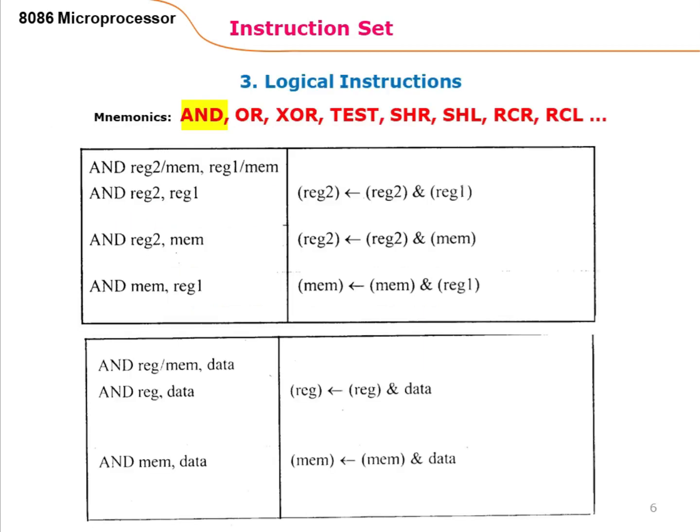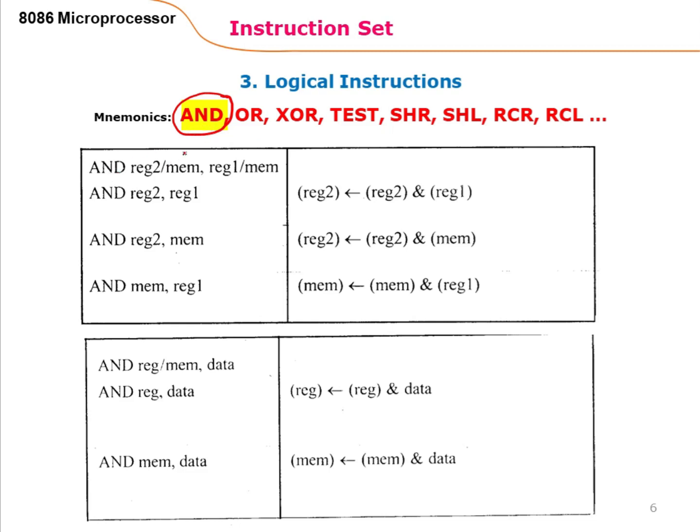So the next instruction set is the logical instruction set. The first logical instruction is the AND instruction. We already know what is meant by a logical operation. Here the logical operations are performed by these logical instructions. So first is the AND instruction.